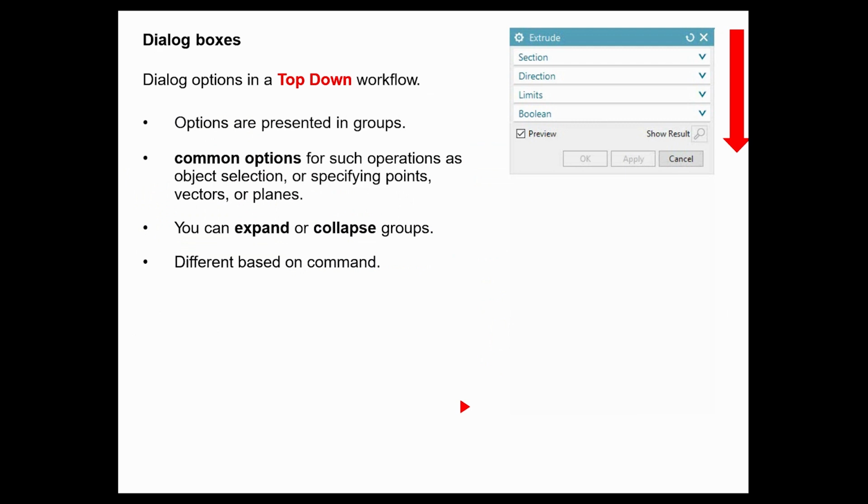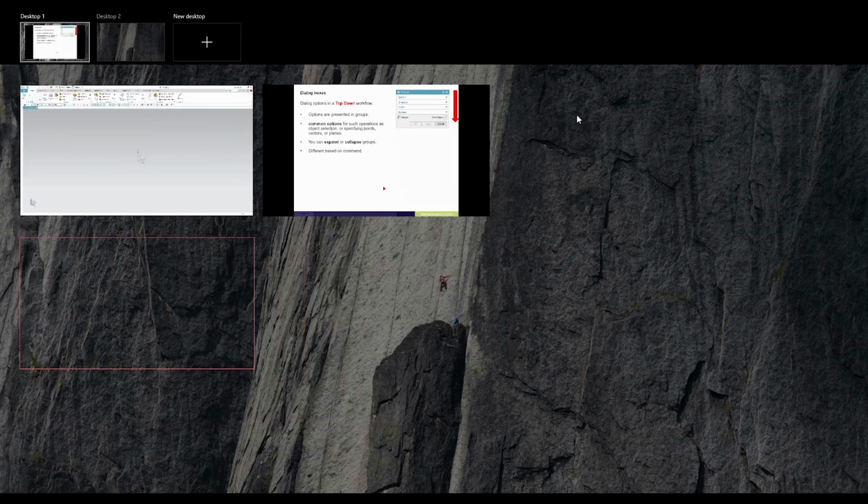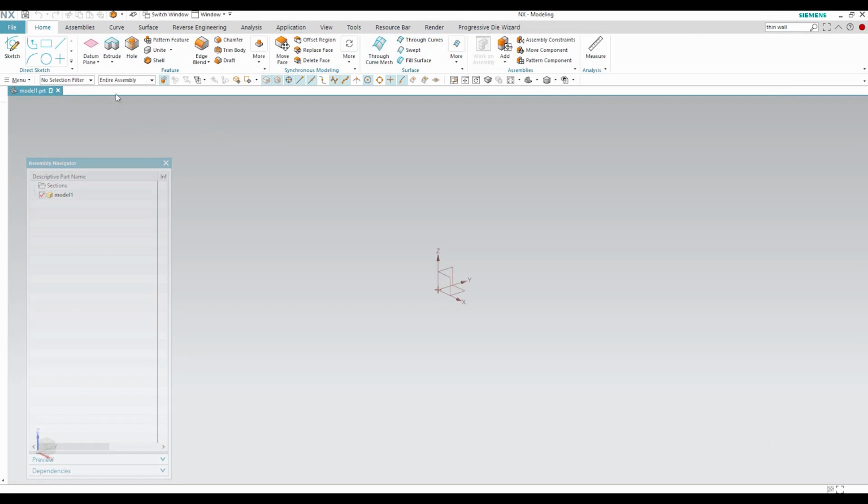Let's move along here. So the dialog boxes have a top-down workflow. For example, with this extrude, you can expand those arrows here, and depending on what command you're on, this will obviously vary. In some cases like that, you could say, maybe I want a little bit less or a little bit more.